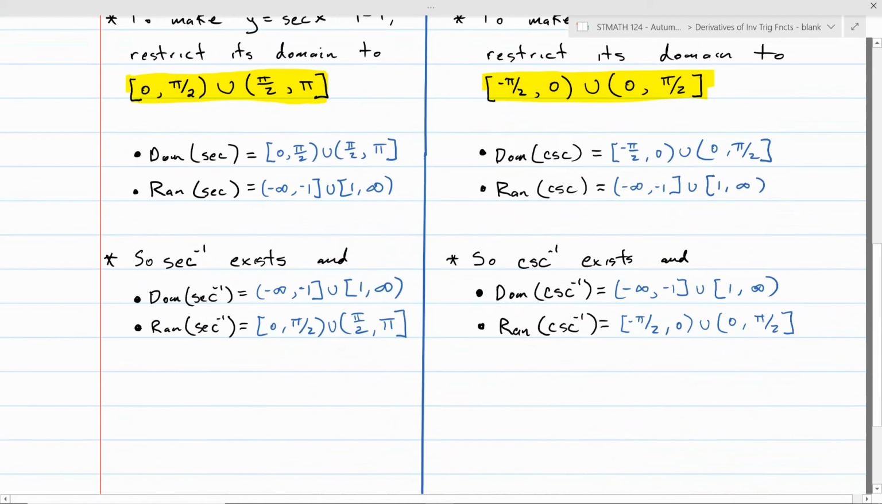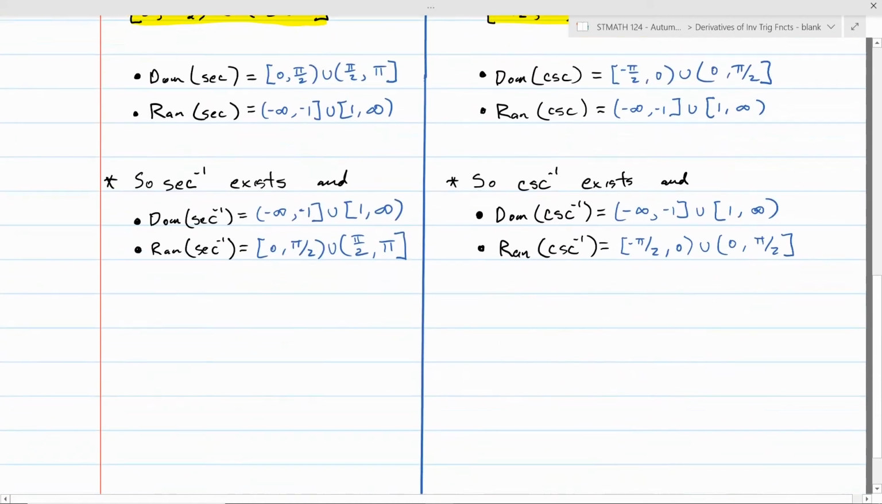Okay, I know all this seems a bit technical, but we still have that one equivalence. Anytime you would say y equals secant inverse of x, that's equivalent to saying x equals secant of y. And if you would say y equals cosecant inverse of x, an equivalent way to write that is x equals cosecant of y.